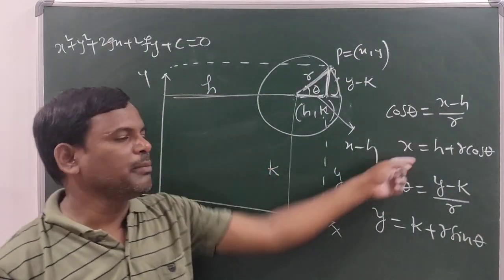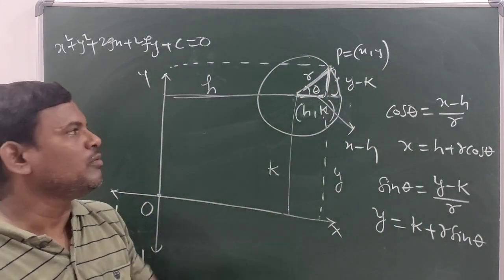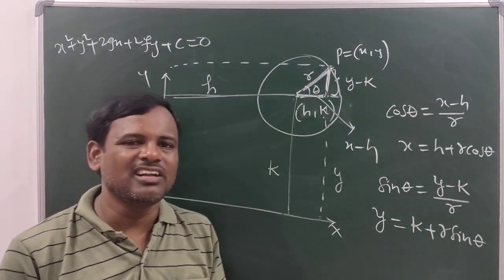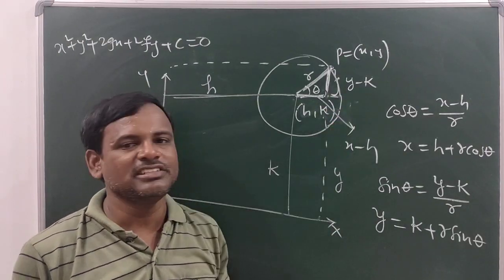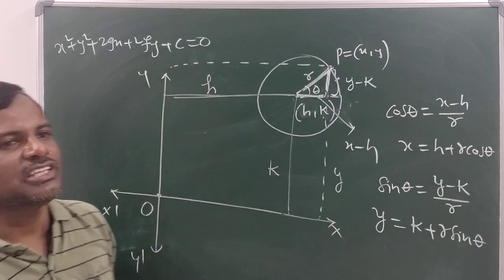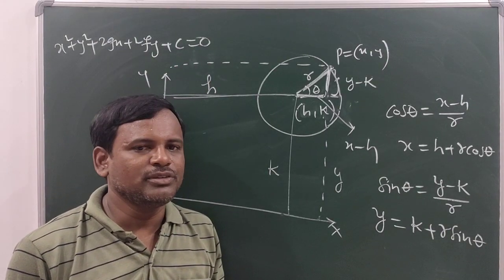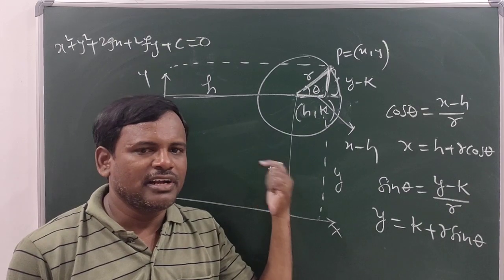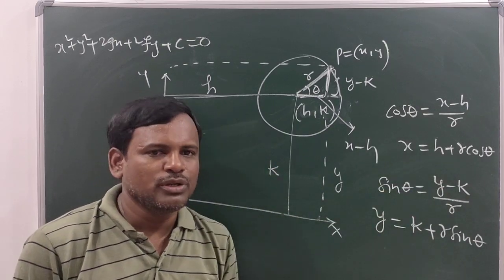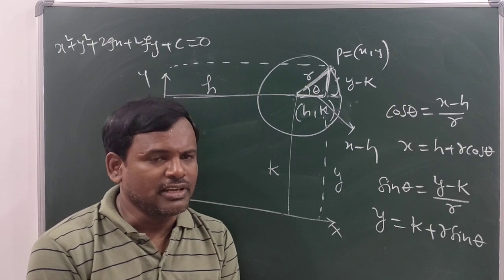So these are the parametric equations of a point on this circle whose center is other than origin, whose center is taken as here h comma k. So you know, if the circle equation is given like this, how to determine the center, how to determine the radius. Prepare center and radius and substitute here, so that you will get parametric form of the point on that circle.